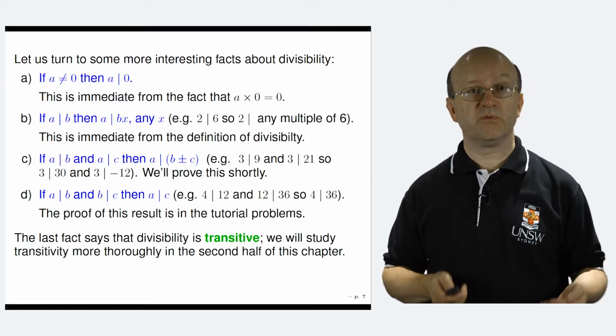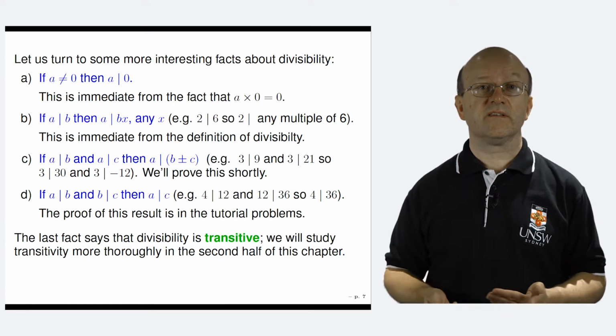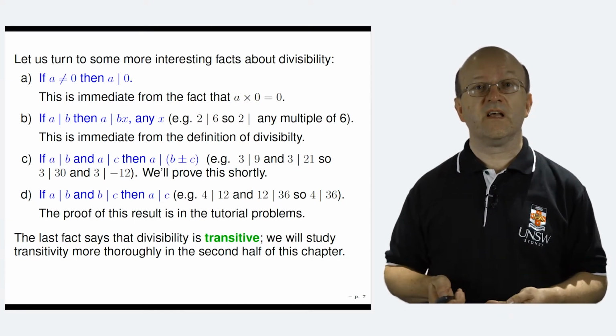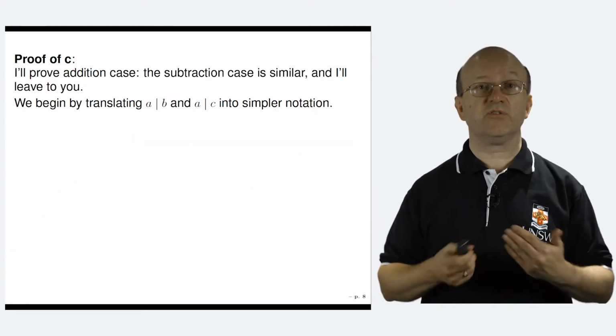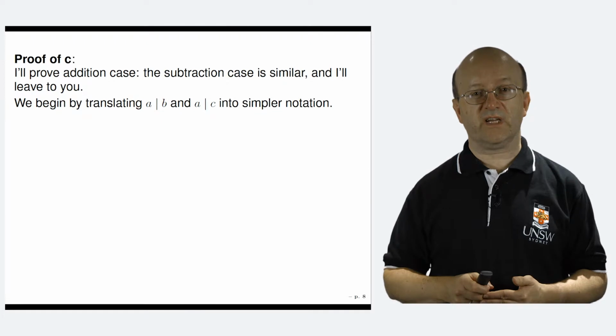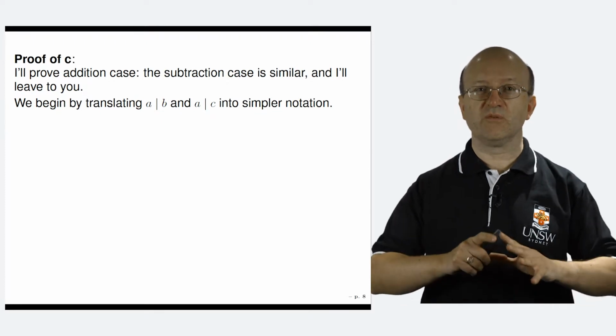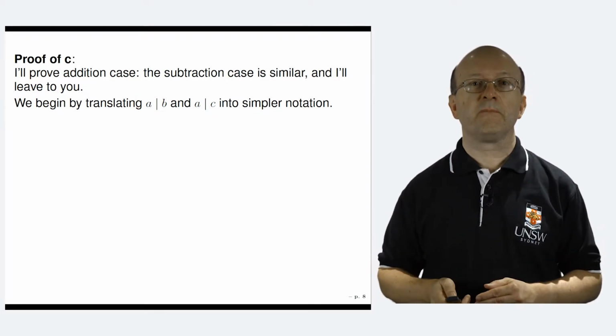But let's go on now and prove C, that if A divides B and A divides C, then A divides, well, I'm going to prove that A divides B plus C only. I'm going to do the addition case. I'll leave you to write out the subtraction case. You should see it's almost identical to this proof.